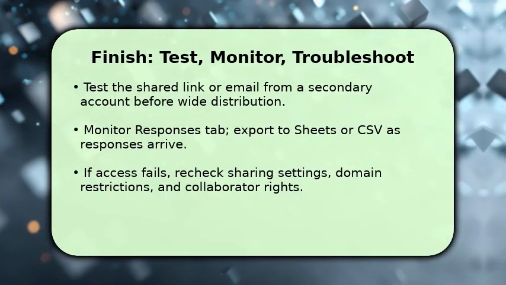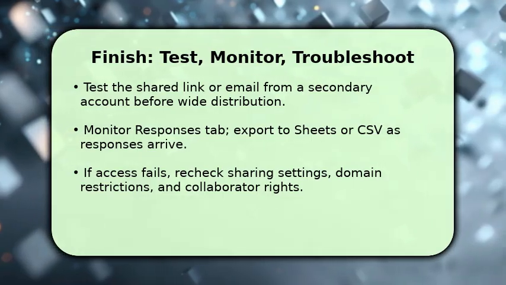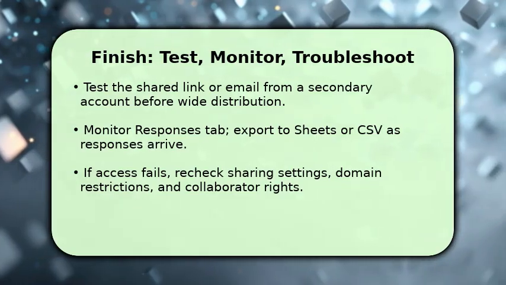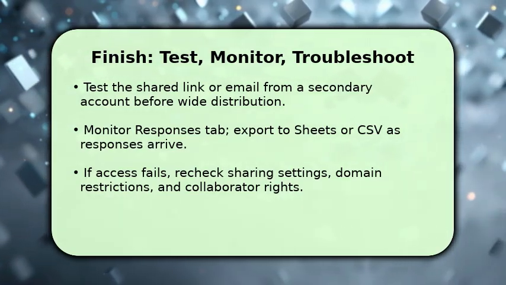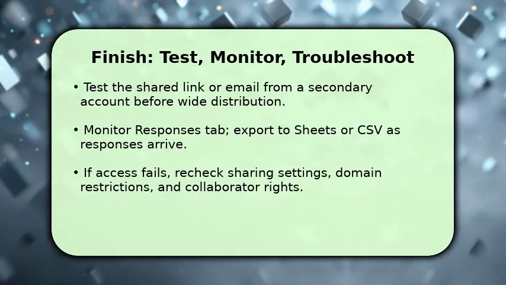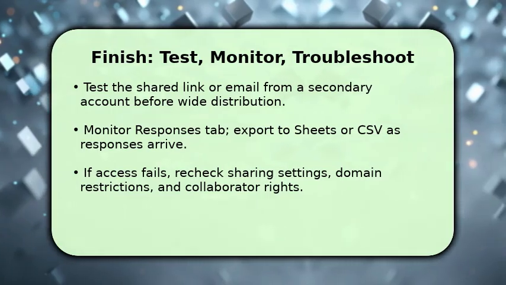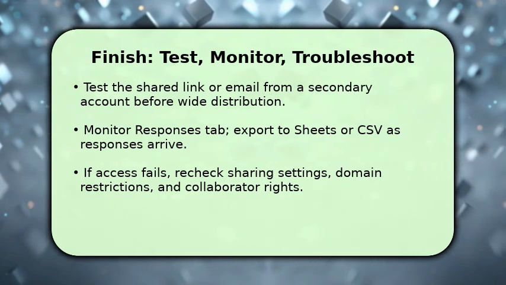Once live, keep an eye on the Responses tab so you can spot unexpected reply patterns early and export the data to Google Sheets for analysis or backup. If someone can't access the form, first recheck the send method and permission type, public link versus restricted domain, and then confirm the collaborator list. One troubleshooting tip: switching to anyone with the link usually resolves access errors quickly.